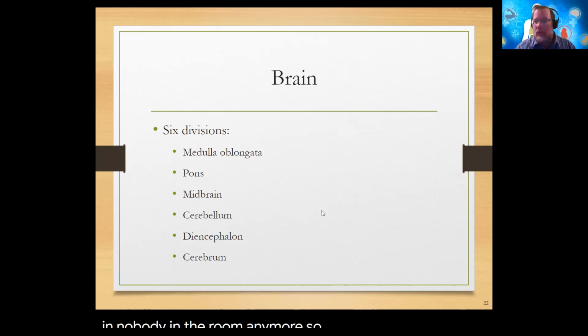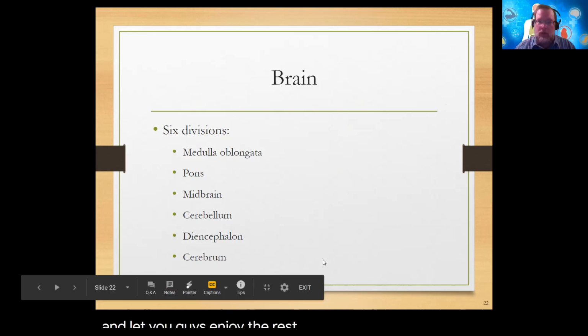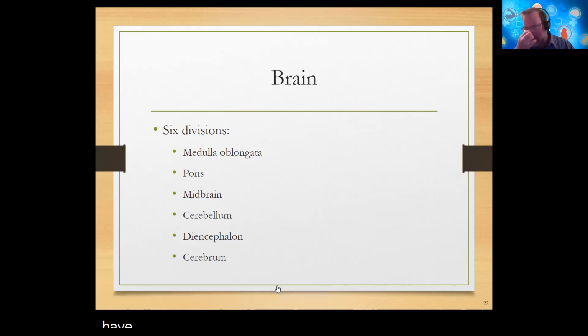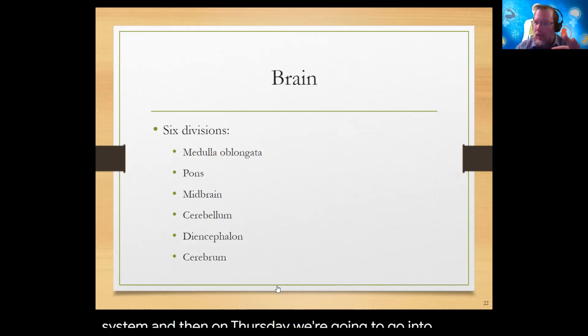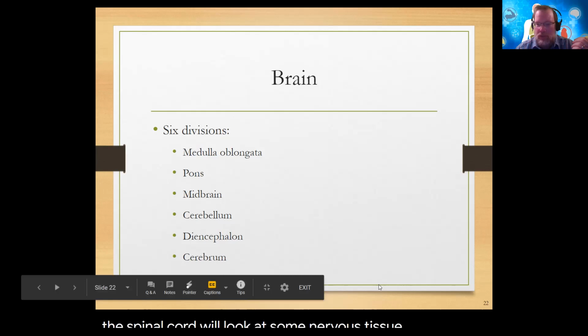So I think I'll wrap it up and let you guys enjoy the rest of your day, do some work in your A&P and whatever other classes you have. And then what we'll do on Tuesday is we're going to really jump right into the brain. We're going to look at some of the divisions of the brain, and then we're going to segue out of the brain and start looking at a little bit of the peripheral nervous system. And then on Thursday, we're going to go into Visible Body and really take a tour of the brain, take a tour of the spinal cord. We'll look at some nervous tissue a little bit. Okay.